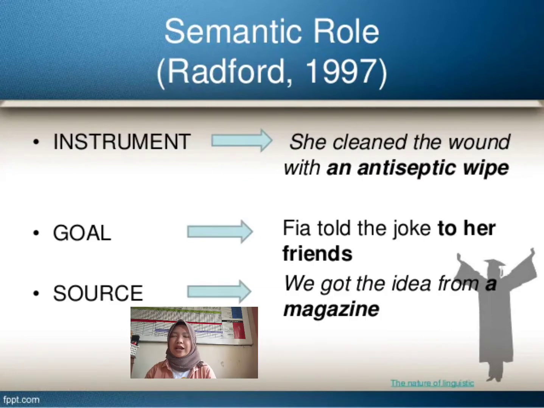By Radford in 1997, there are instruments. The example is she cleaned the wound with an antiseptic wipe. The example of the goal is Fia told the joke to her friends. The source is we got the idea from a magazine.